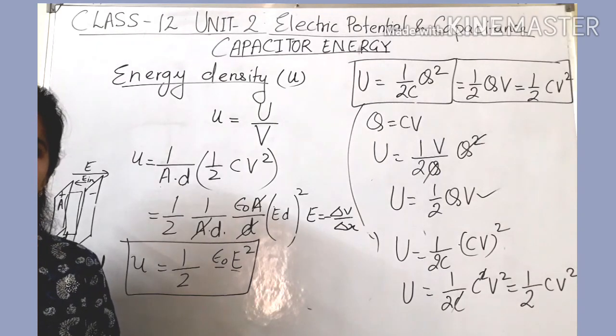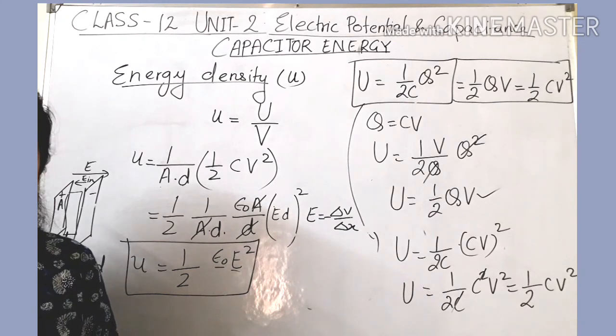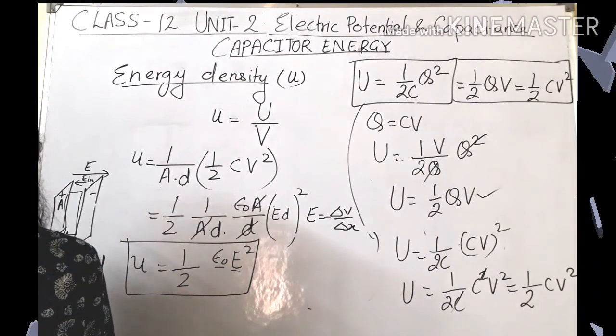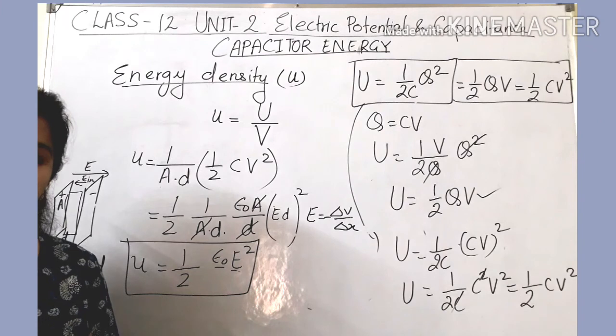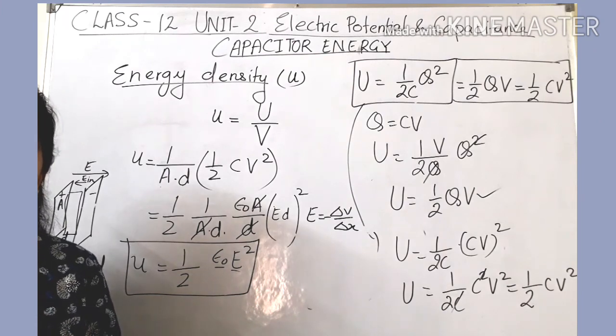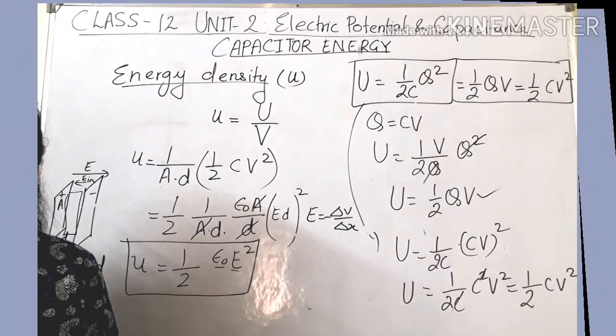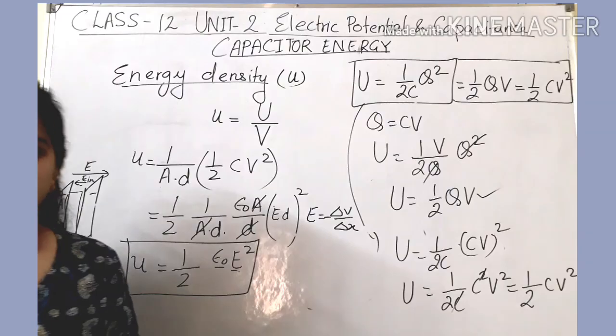So go slow. I will discuss the numerical portion of chapter number 2. Electric potential, potential energy and capacitance: all the numericals are based on these three topics. Okay, thank you.